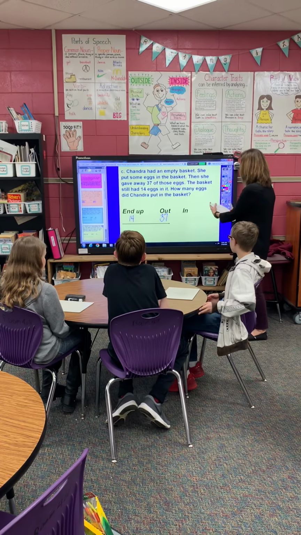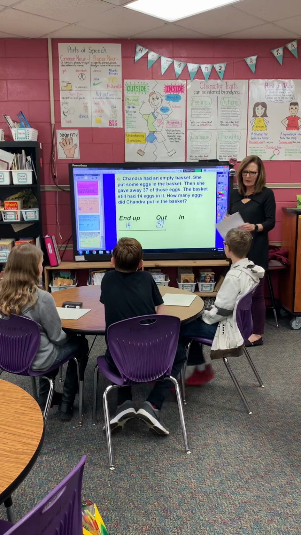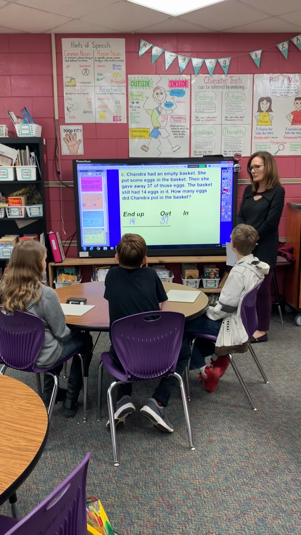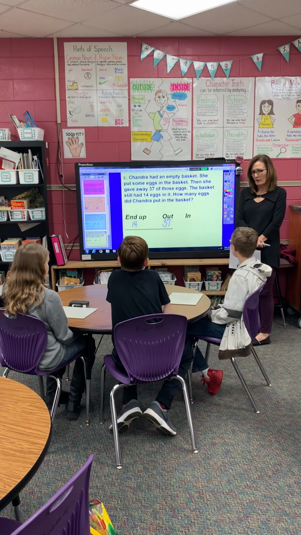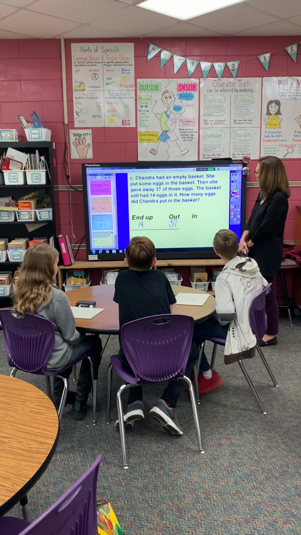Now that we know two numbers for the number family, we can figure out the third number. What is missing, a big number or a small number? Small number. Really? Big number.